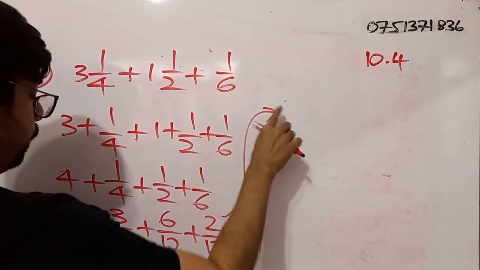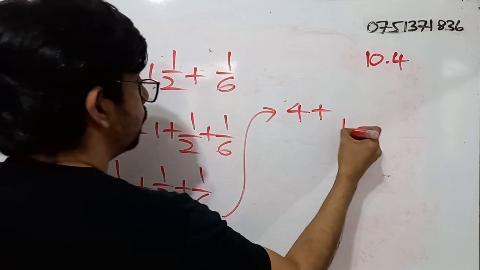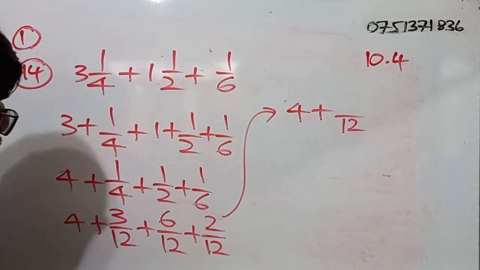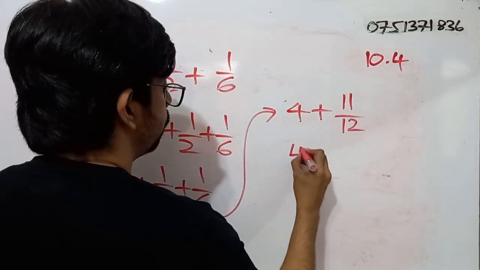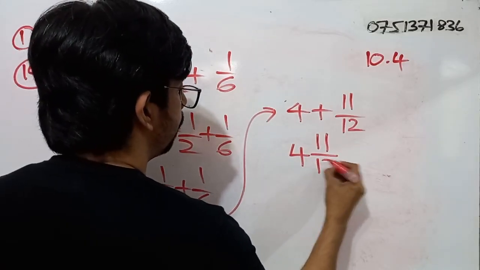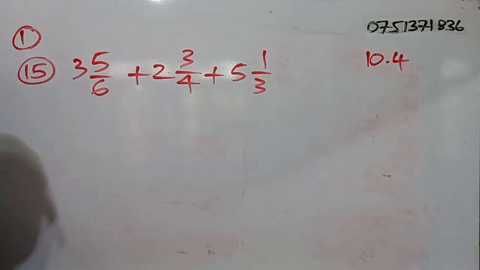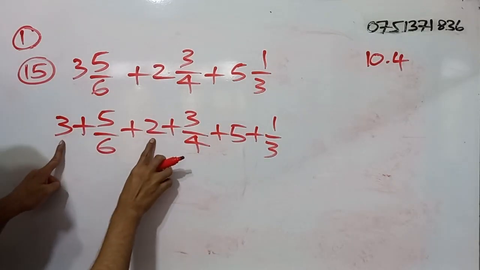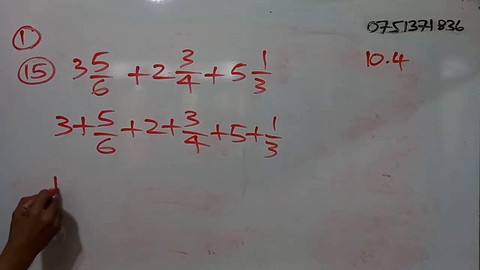So now I will continue on this side. So that means 4 plus denominator is 12. What will be the numerator? 11. So when we simplify this, what do we get? 4 and 11 by 12. That's the answer. So here also we will rewrite these fractions. So now I can add these three whole numbers. So it will equal to 10, no?